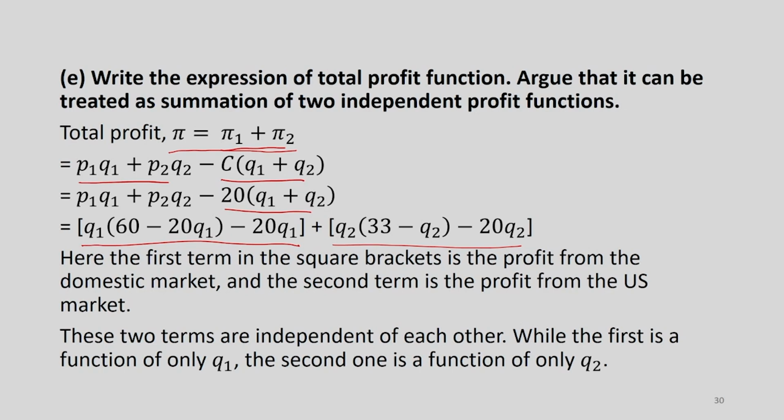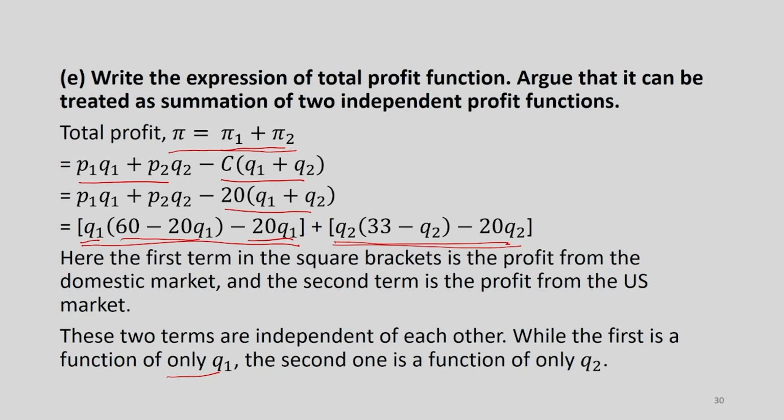That is quite evident. This is the quantity sold in the domestic market, this is the price obtained in the domestic market, this is the cost of production for the goods sold in the domestic market, right? And these are the expressions for the foreign market. So, what we are getting here is that these two terms are independent of each other. While the first is a function of only Q1, the second one is a function of only Q2.